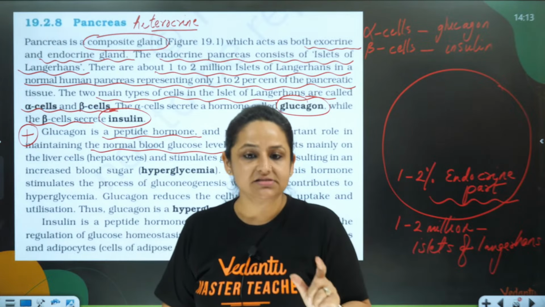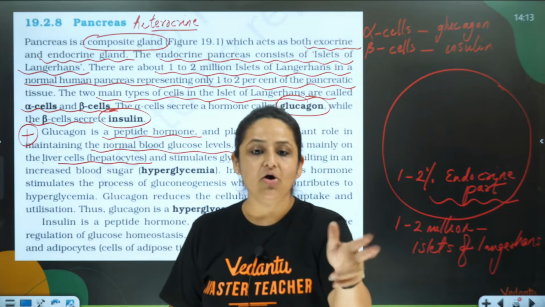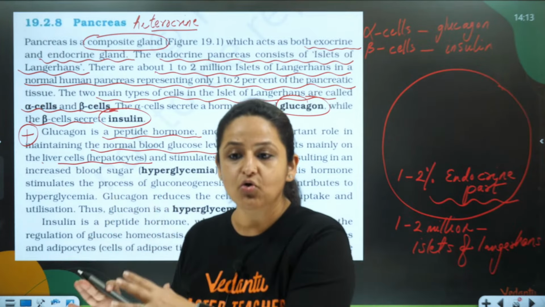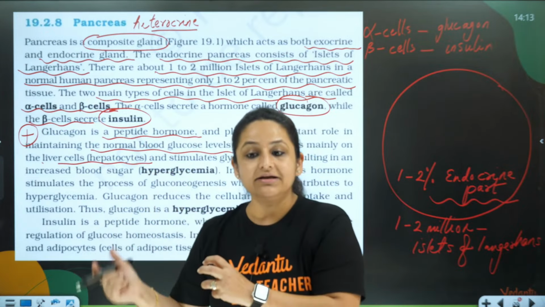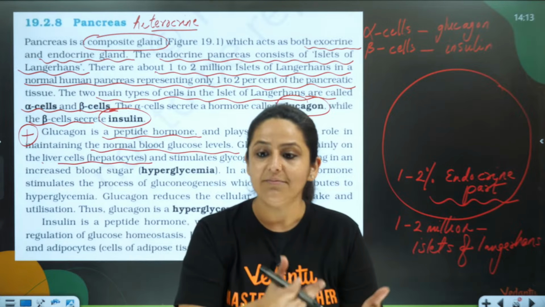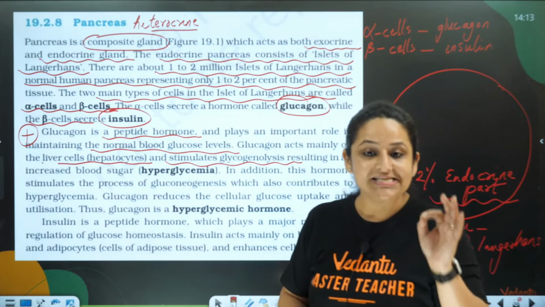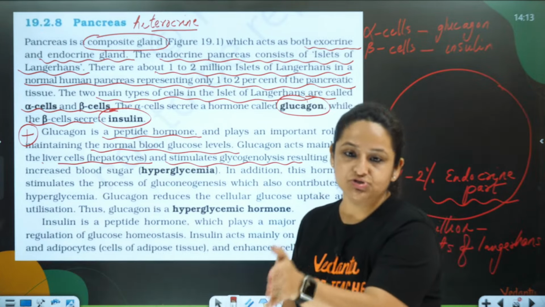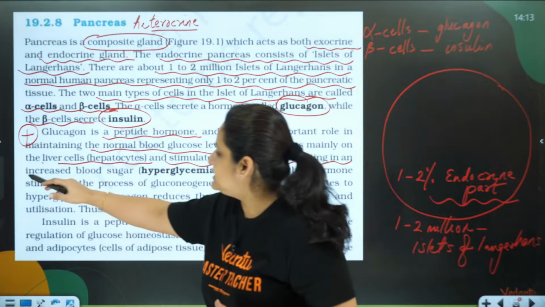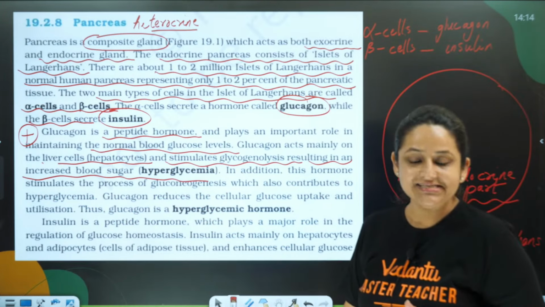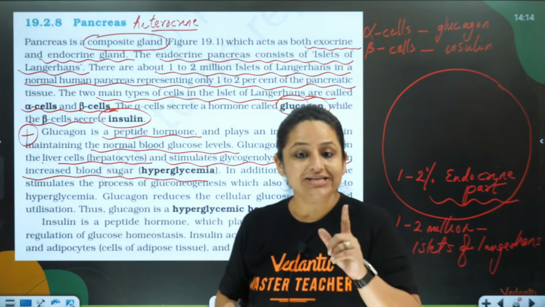It is going to act on the liver cells, the hepatocytes. It is going to tell the liver cells, come on, start the breaking of glycogen. You remember, excess glucose in our body is stored as glycogen. So glucagon goes to the liver cells and tells them to start the breakdown of glycogen, stimulating the process of glycogenolysis. Glycogenolysis is the breakdown of glycogen to produce glucose. So ultimately the blood glucose level is going to increase, resulting in increased blood sugar, that is hyperglycemia. In addition to this, there is another process called gluconeogenesis. What is gluconeogenesis?